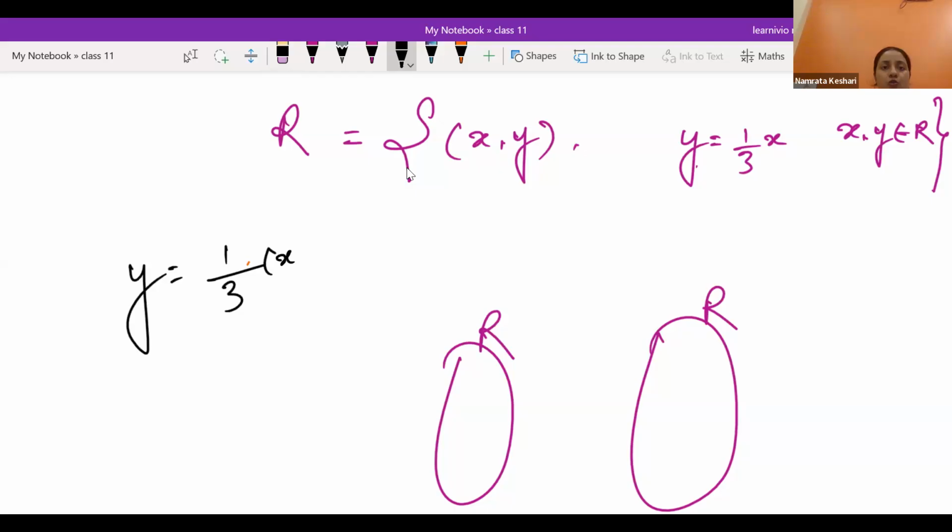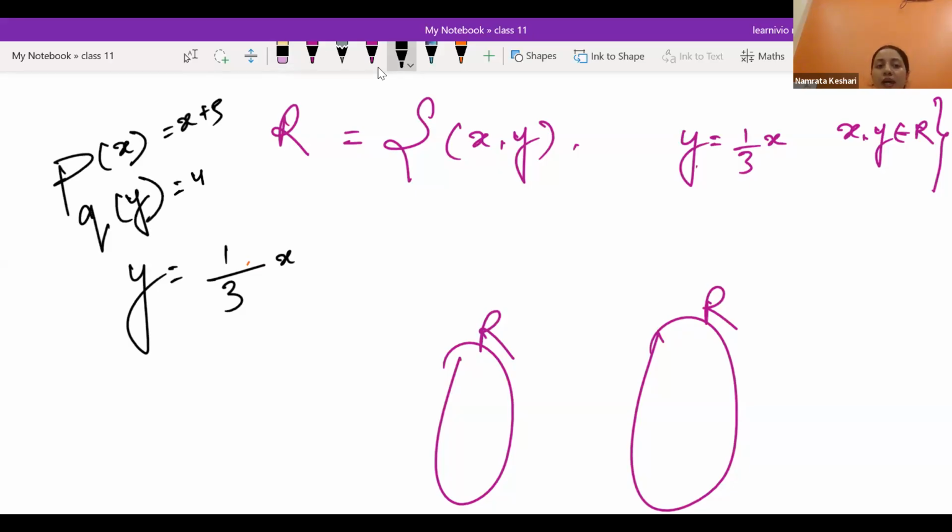This y can also be represented as a function f of x, the way you were representing in lower classes: polynomial p of x, q of x, h of x. That was nothing but just the representation of the polynomial. A polynomial containing the variable x is x plus 5, right? A polynomial containing the variable y is y square plus 22.